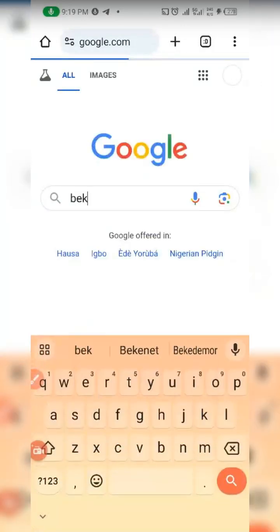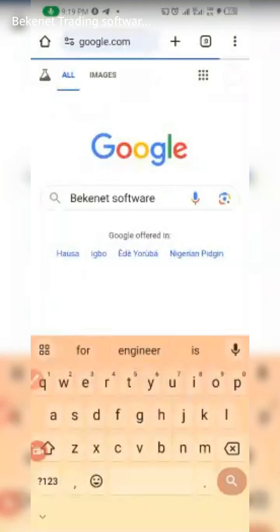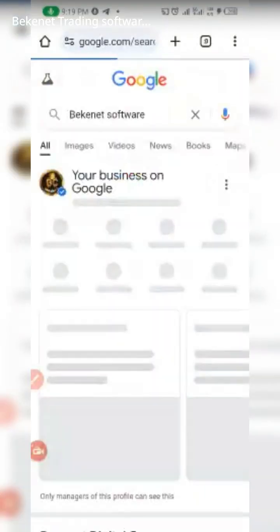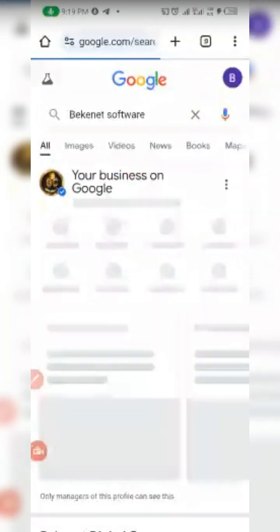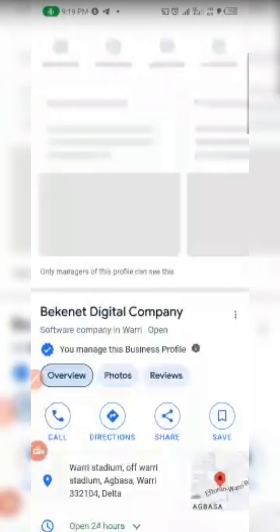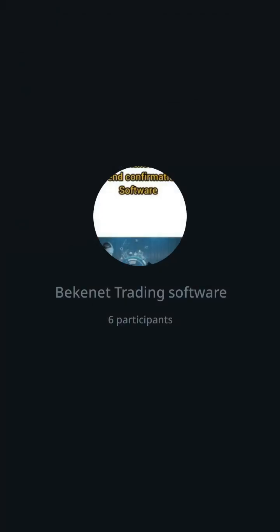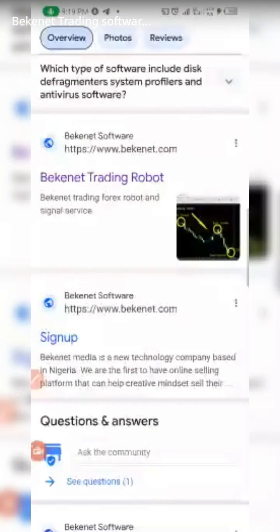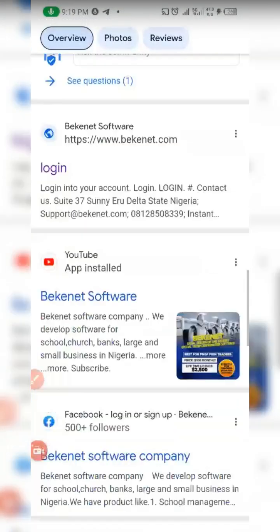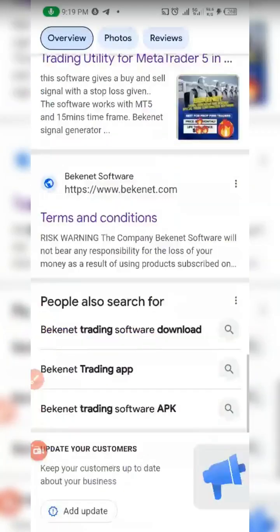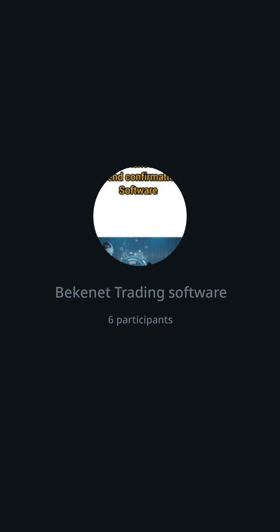So we don't only trade forex. Just type Bekenet Software. You see all the things that we do. So I'm the founder of this company. We build different kinds of software: school management software, hospital software, bank software, websites, a lot of things. Anything IT, we do them. So we have a lot of software here that we've created. E-commerce software, we have it, pay as you go, inventory, and so many dating sites, we have all of them here. You understand? You can Google and get everything.